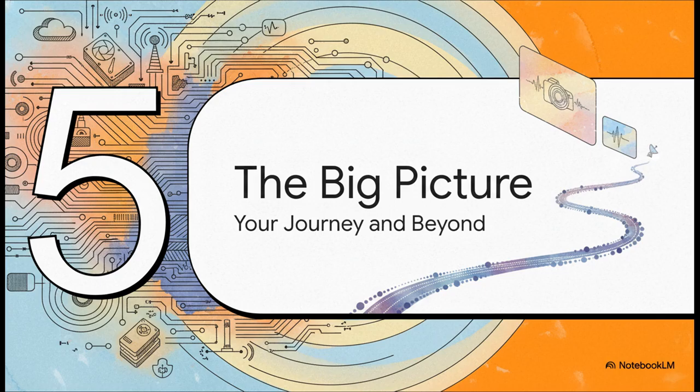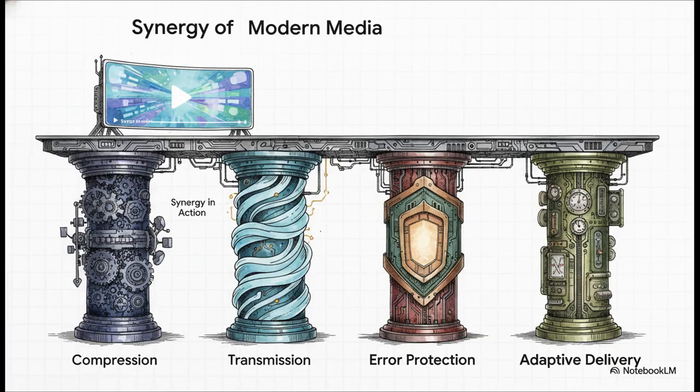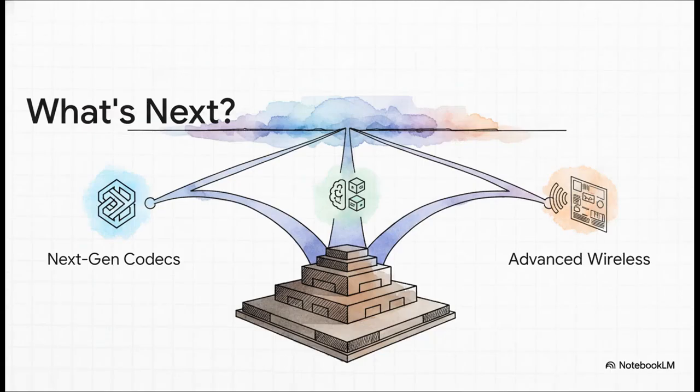So let's zoom out one last time. Let's look at the incredible big picture that you now have a command of and think about what this new foundation of knowledge prepares you for next. You know, the biggest takeaway from this entire course is that modern media is a symphony. All these technologies have to work together in perfect harmony. You've got your compression, your transmission, your error protection, and your adaptive delivery. They're like the four movements of this incredible symphony, and you now have a conductor's understanding of how it all comes together. And the best part is, your learning journey has really just begun.